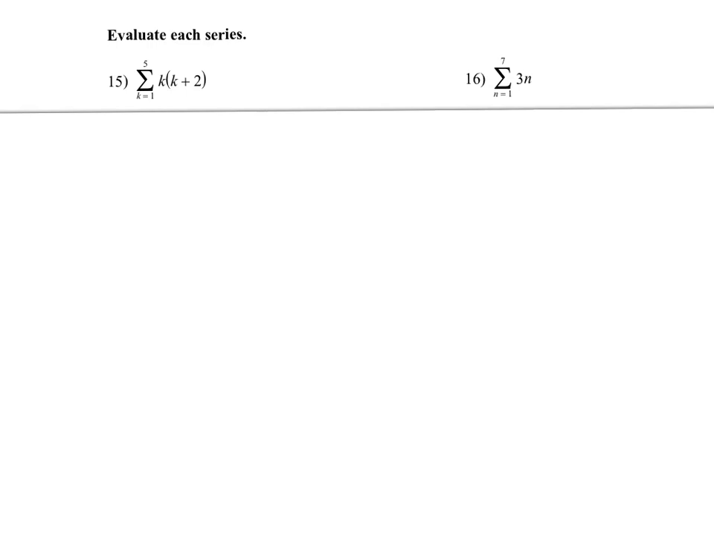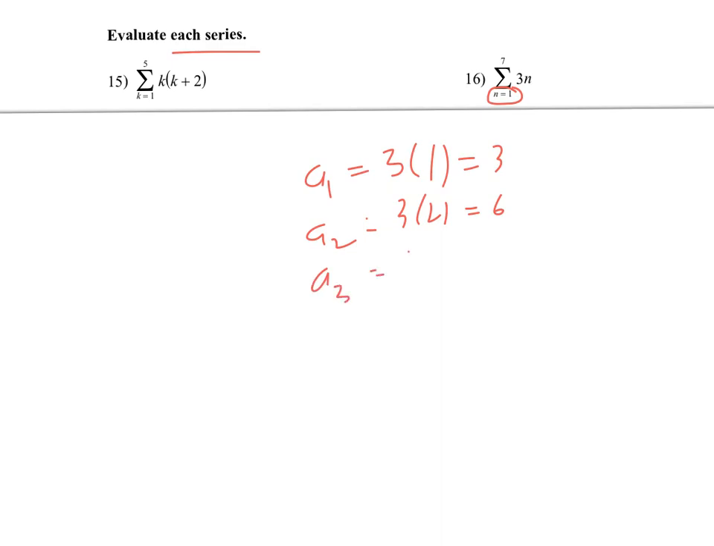All right, next up here, number 16. So for this one, we want to evaluate the series. And so I'm just going to have to list out all the terms. So I always start with whatever number is on bottom here. So I'm going to do a sub 1, which is 3 times 1, which is 3. A sub 2 is 3 times 2, which is 6. A sub 3 is 3 times 3, which is 9.